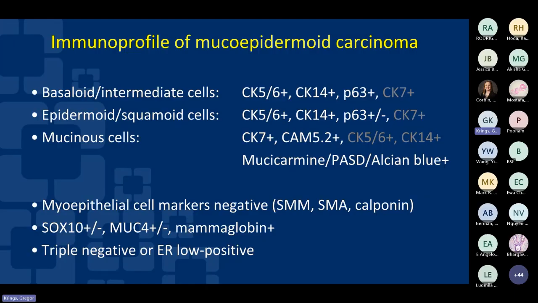And by immunohistochemistry, these various cell types can be highlighted by different keratins. The basaloid and intermediate, as well as epidermoid cells, often are positive for high molecular weight keratins, as well as p63, whereas the mucinous cells are more often positive for low molecular weight keratins and can also be, in some cases, highlighted with mucin stains. Now, in contrast, myoepithelial markers are negative, so this tumor doesn't have myoepithelial differentiation. Other markers that have been shown to be positive are SOX10 and MUC4, as well as mammaglobin, but so far a limited number of tumors have been evaluated with these markers.